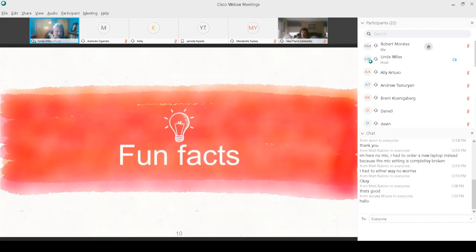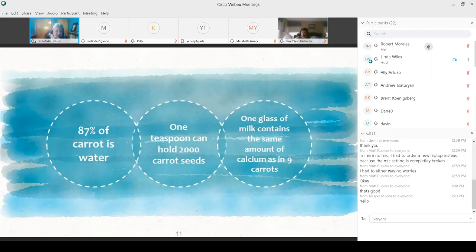Okay, here are fun facts. I love fun facts. 87% of a carrot is water. Even though it feels very solid to us, a large proportion of it is water. 1 teaspoon can hold 2,000 carrot seeds. They're very, very small. And 1 glass of milk contains the same amount of calcium as 9 carrots. So if you need additional calcium and you can't drink milk, carrots are a good option for you.